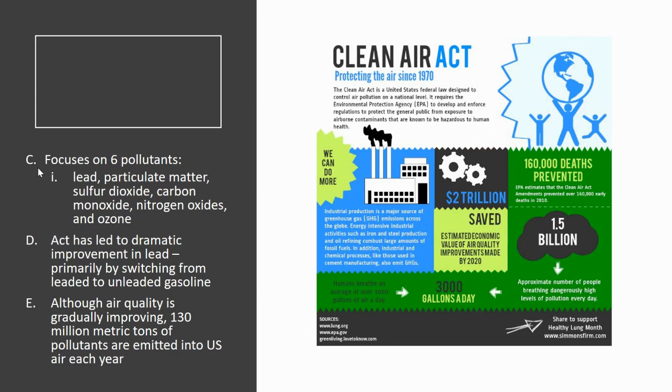Remember, we said it focuses on the 6 criteria air pollutants, such as lead, particulate matter, sulfur dioxides, carbon monoxide, nitrogen oxides, and our ground level or tropospheric ozone. Now, since it's been established, the Act has led to dramatic improvements in the reduction of lead, primarily switching from leaded to unleaded gasoline. And although air quality is gradually improving, 130 million metric tons of pollutants are emitted into the US air every single year.